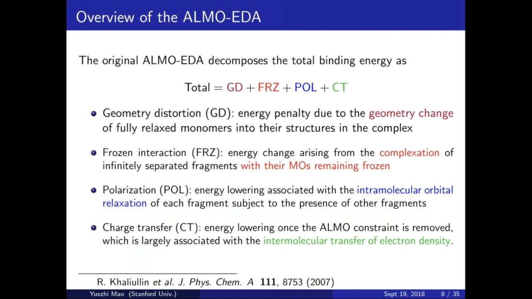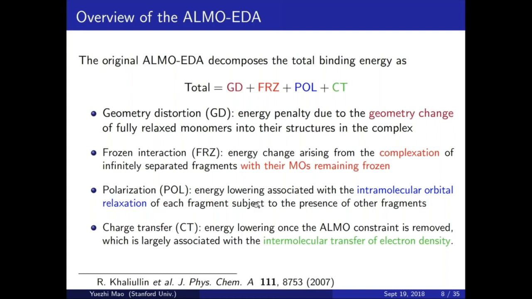So the original ALMO-EDA decomposes the total binding energy into 4 pieces. The first term is called geometry distortion, which is the energy penalty due to the geometry change of fully relaxed monomers into their structures in the complex. And then we bring them together into the complex, but without relaxing the molecular orbitals. And then the energy change arising from this complexation is called the frozen interaction energy.